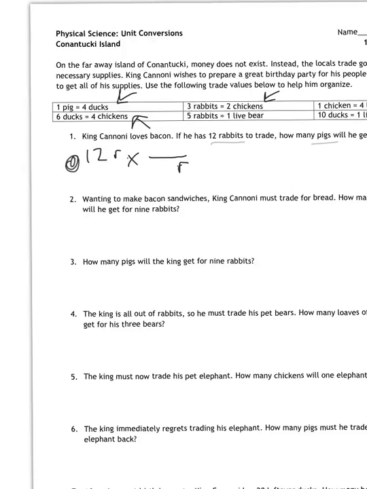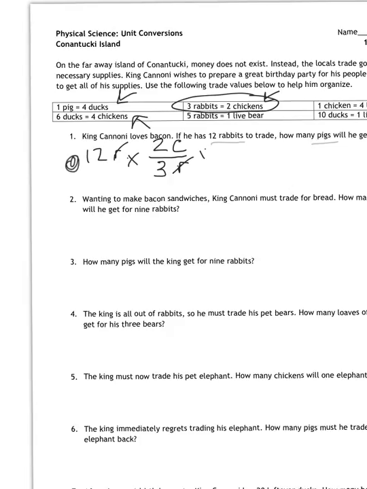And we're trying to find pigs, but we can't go directly to pigs. So first we're going to have to get chickens. So I'm going to put a C up here for chickens. All right, so right here we see that 3 rabbits will give me 2 chickens. Okay, so that's our first conversion factor. The rabbits cancel. That's the goal of putting them on top and bottom. And now we have traded them for chickens.